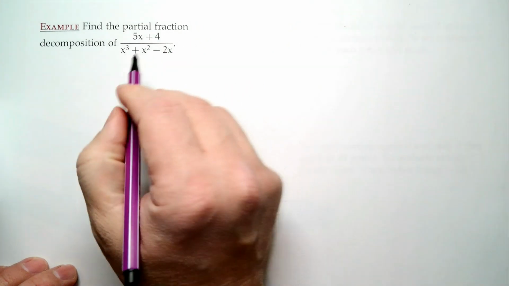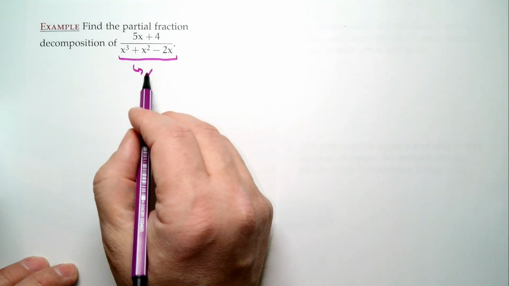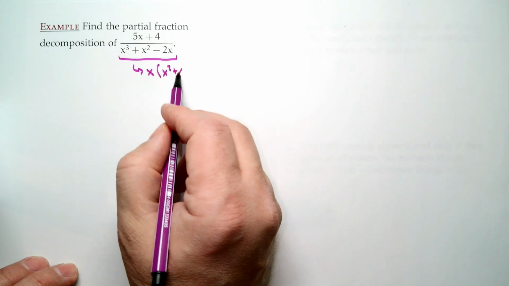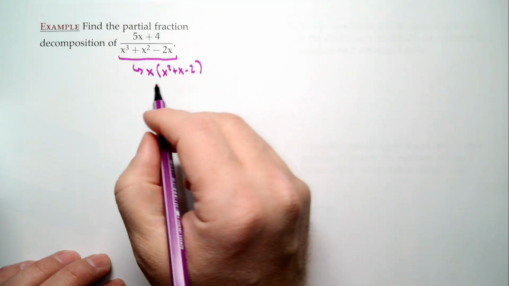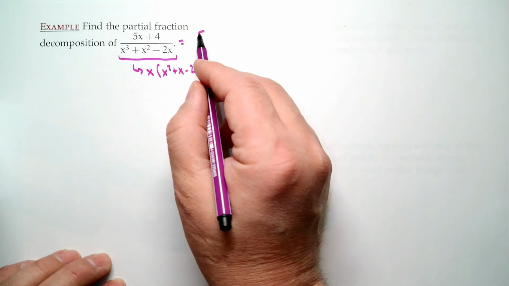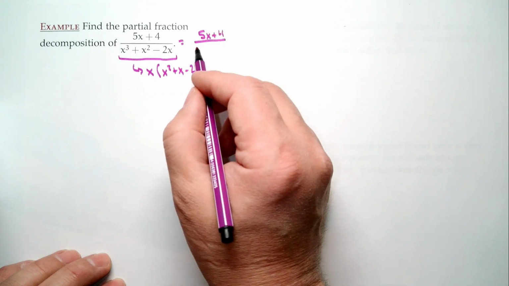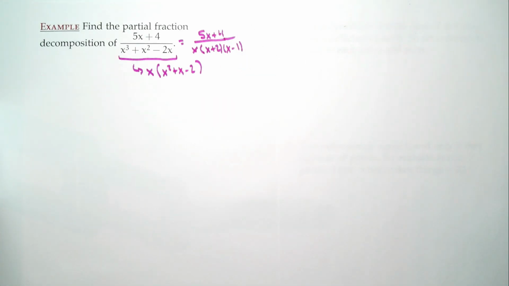Well, what's something we can do to this? We can pull out an x. X is common. Now we have x times x squared plus x minus 2. Are we done? What else do we need? Does the x squared plus x minus 2 factor? Yes? Okay, what does it factor as? Okay, so yeah, x plus 2, x minus 1. So we can rewrite our expression as 5x plus 4 divided by x times x plus 2 times x minus 1. All right. So now we have our rational function in a really good form.